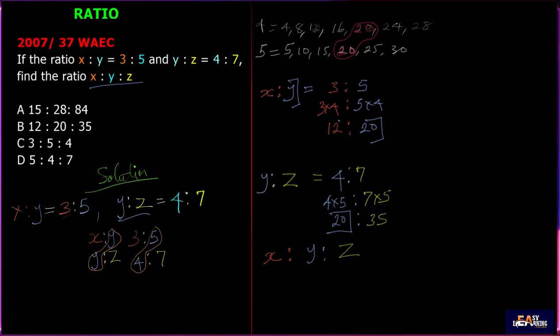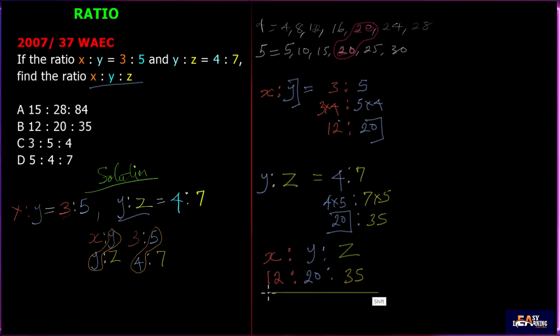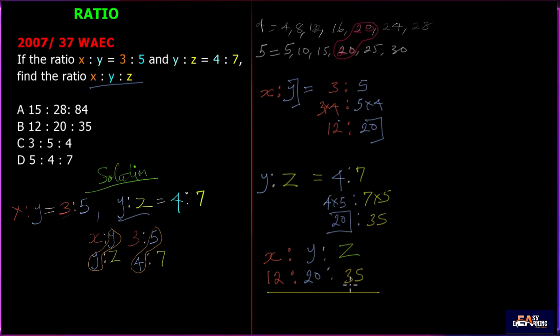So x will pick up the new value, which is 12, is to y, the new value. The new value of y in both ratios is what? 20. And z, the new value for z is what? The new value is 35. So our new ratio is now equal to 12:20:35. Now we check our options, which one has 12:20:35? Option B, and that's the correct answer.